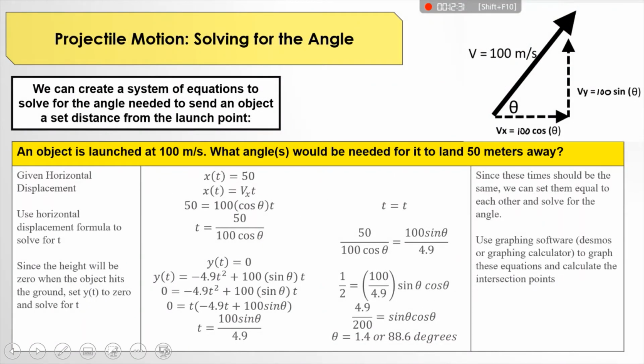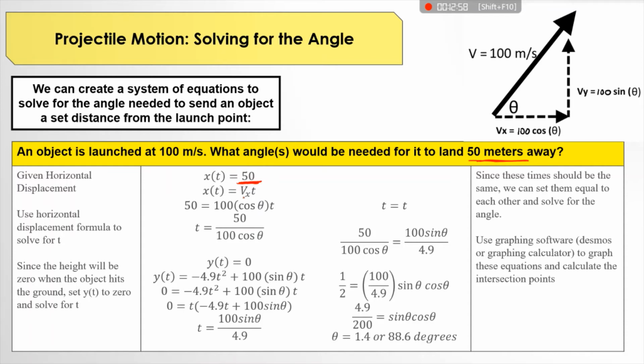Okay, one more thing we can do is solve for an angle. So if I want to find the specific angle that I would need in order to land 50 meters away, if we were launching at 100 meters per second, for example, we can do that. So what we're going to do to find out what angle you need to land a certain distance away is we'll take our distance equation. So we know that we're supposed to land 50 meters away.